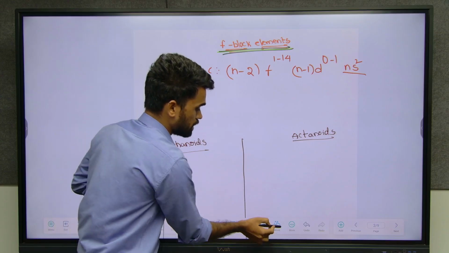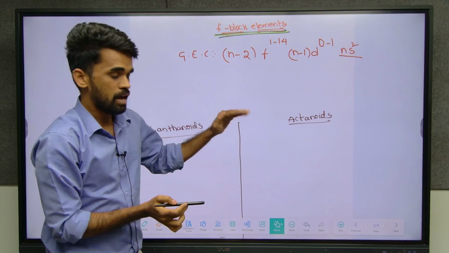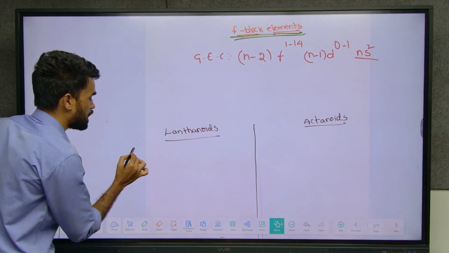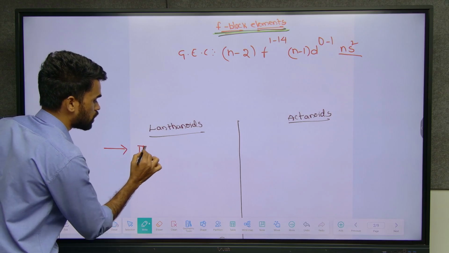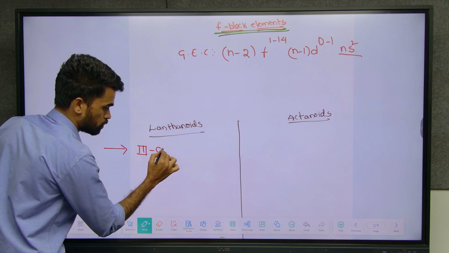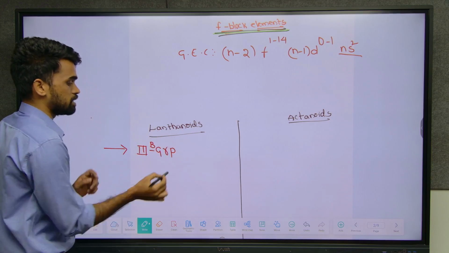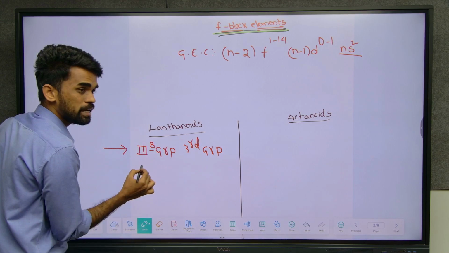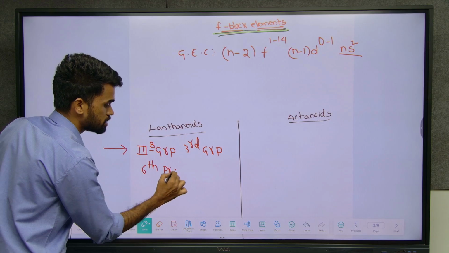And after that we have two series of elements: lanthanides and actinides. Now tell me, lanthanide belongs to which group? Both of them belong to the third group, third B group. Or simply I can say third group. And which period do lanthanides belong to? Sixth period.